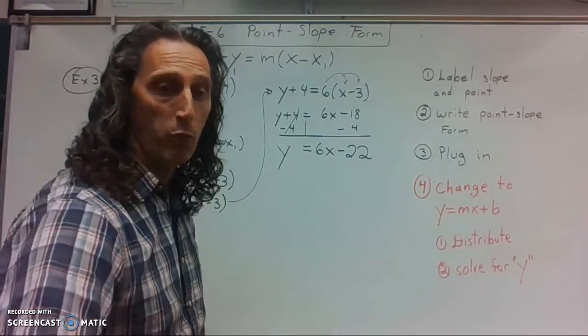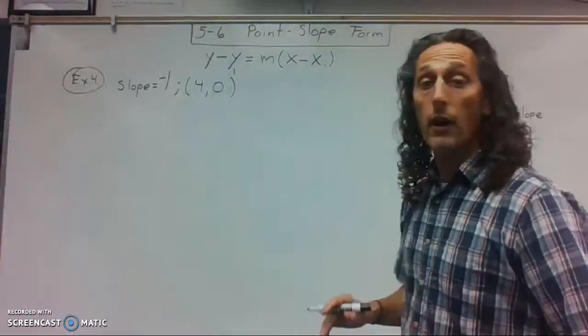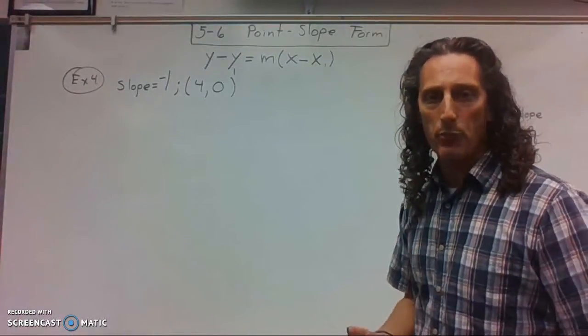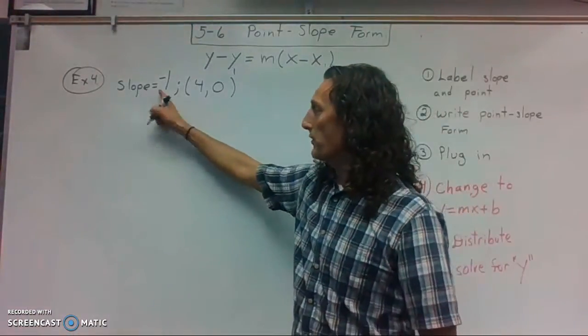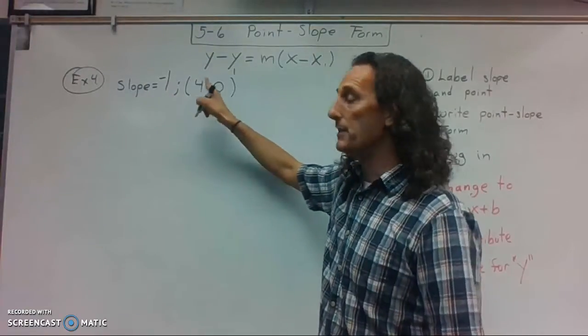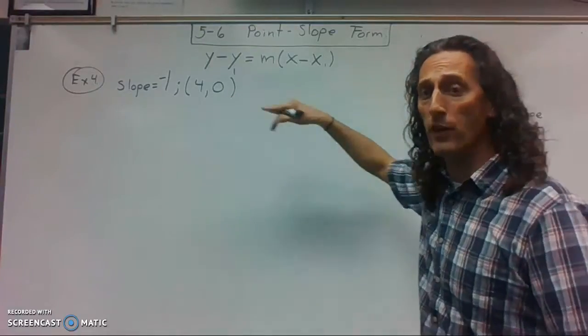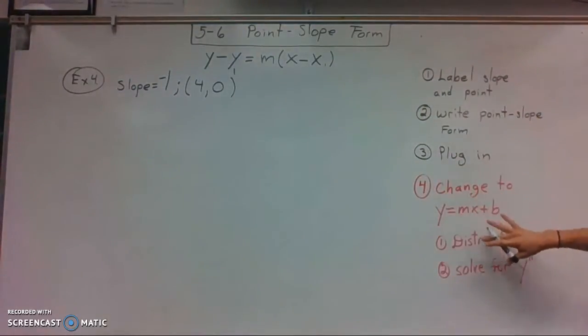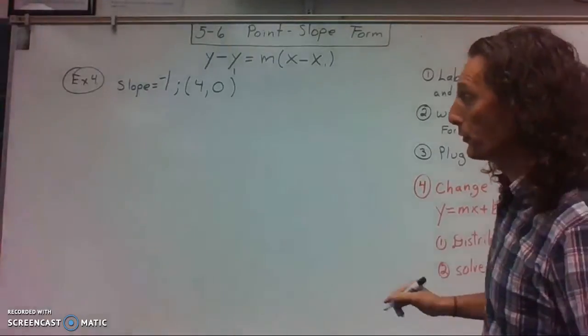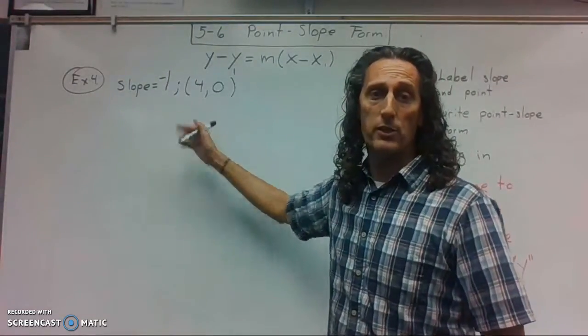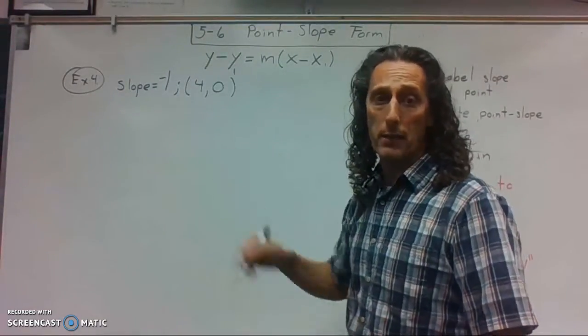All right, so we'll probably have one more example of these. All right, so here is my example 4. I've changed it so we'll have a slope of a negative 1, and the point says 4, 0, right? So again, I'm going to still follow these exact same steps that we did for example 3 for example 4. So if you need to, hit pause for a second, copy down that.